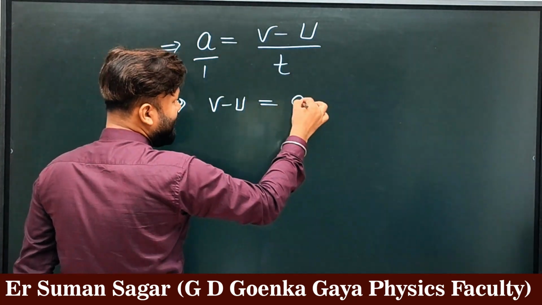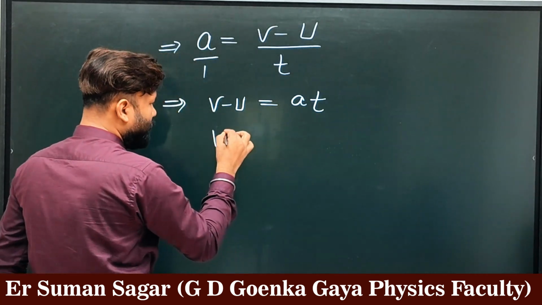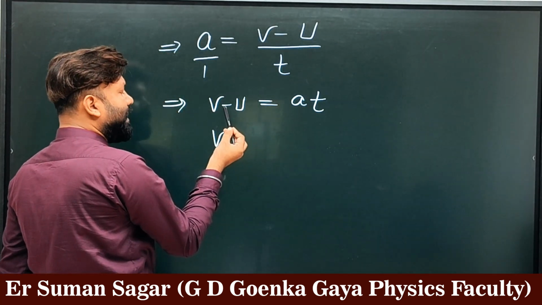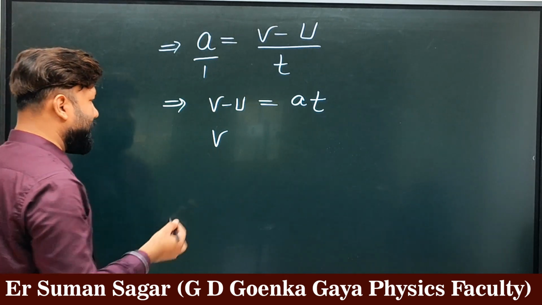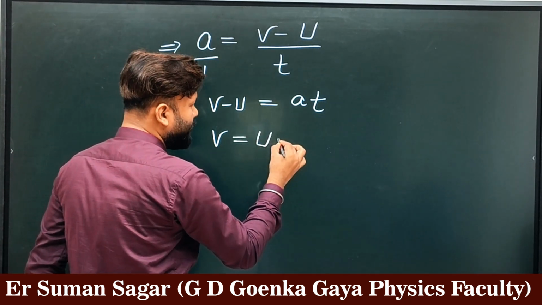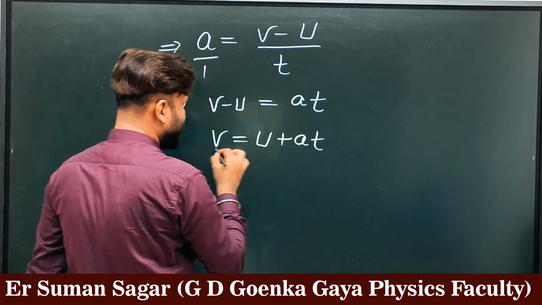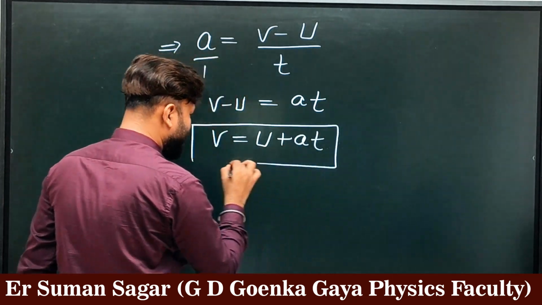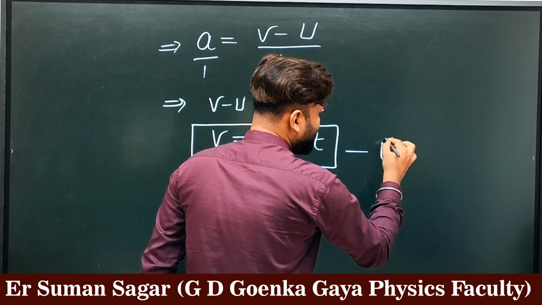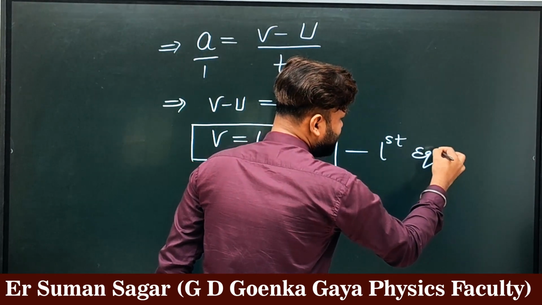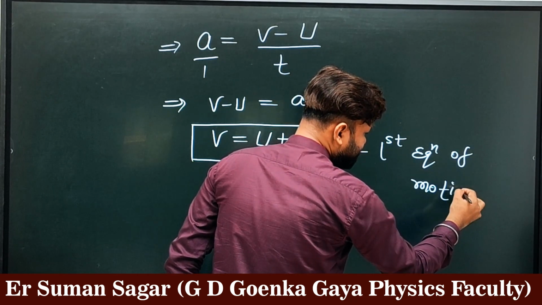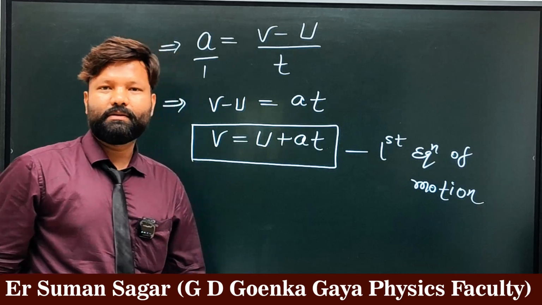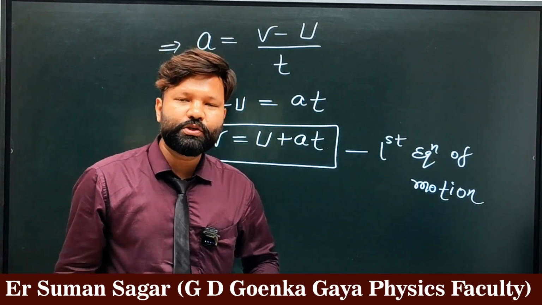A and t multiply, then a into t. Now on the left side it is minus u. When it goes to the right side of equal, it will be plus. So v is equal to u plus at, students. So this is the first equation of motion that we have proved. Yes. So this is the first equation of motion, students.